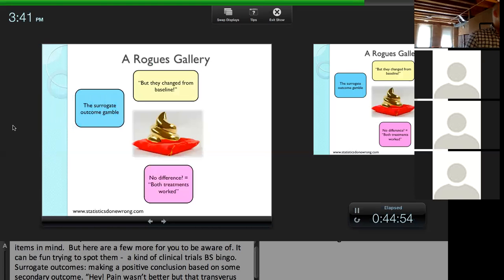The surrogate outcome gamble is a really good one. The drug companies were really the leaders in this. So if you can't show that your statin reduces incidence of stroke or other cardiovascular events, you might be able to show that it reduces blood pressure, and then use that to say it must reduce these things. So it's focusing on something that isn't really the outcome of interest in order to build the case.